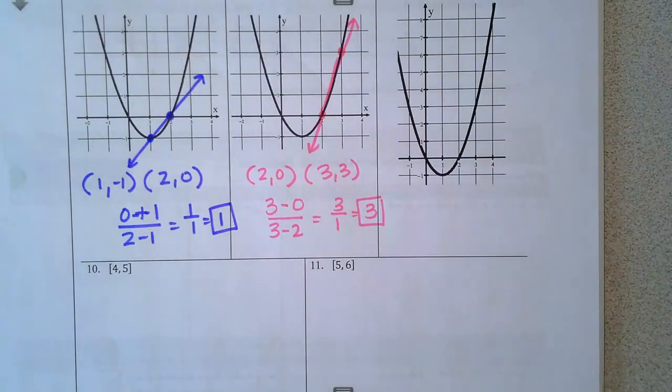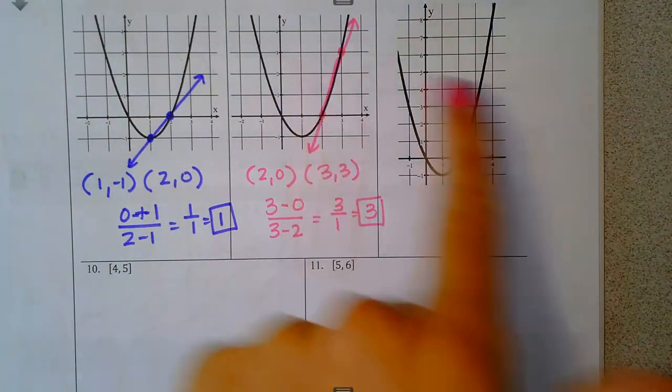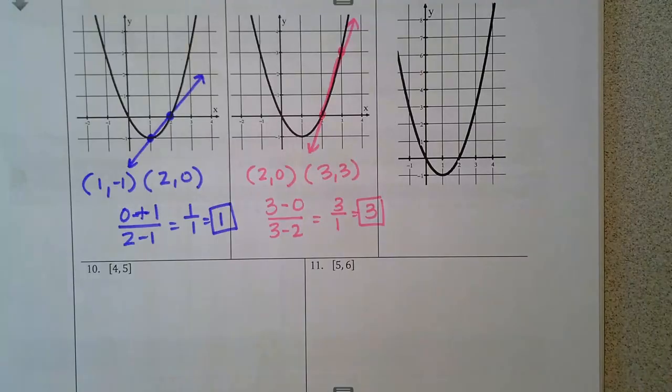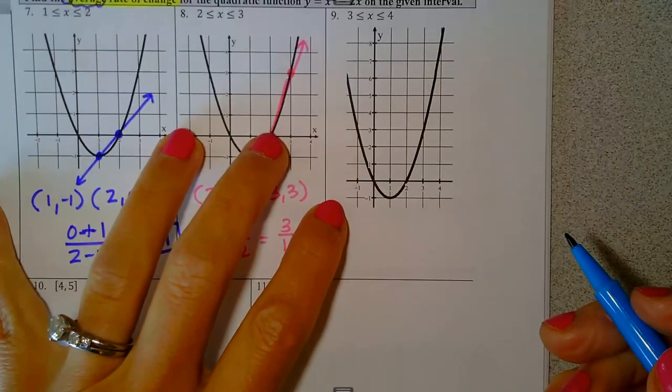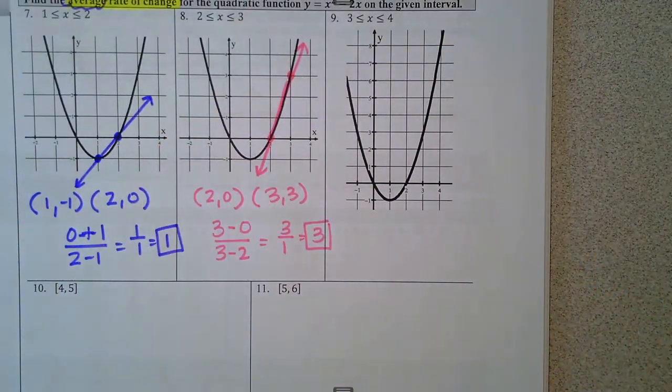Do you even do straight work for that or no? I mean, you can do rise over run. That could totally be enough work too. I'm just showing it out because I have to show you what my thought process is so that you understand it.